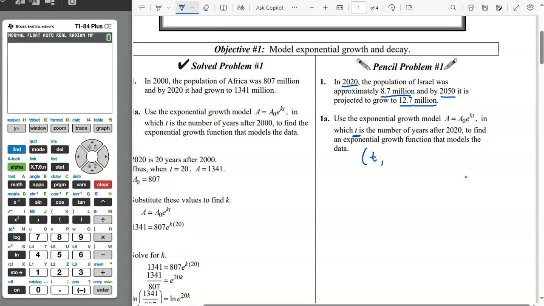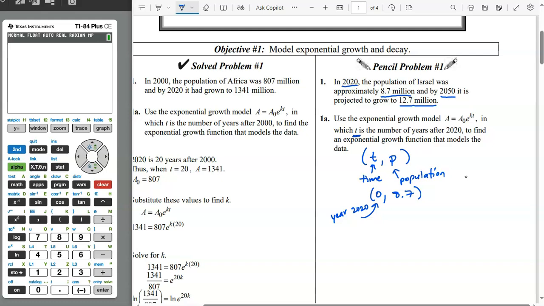So if this is going t, and then I will call it p, this is going time, and then p is going population, then we know that whenever the time is 0, that's 0 years after 2020, so that's actually the year 2020. And the population is supposed to be 8.7 million. So we're doing population in millions as the y value, which I call p, and then the x value is the time that we call the t, and that's how many years after 2020.